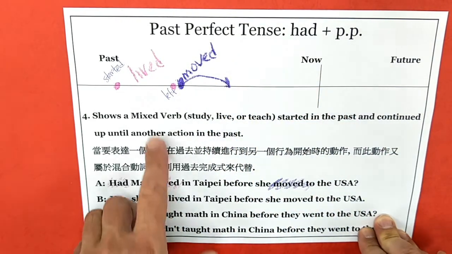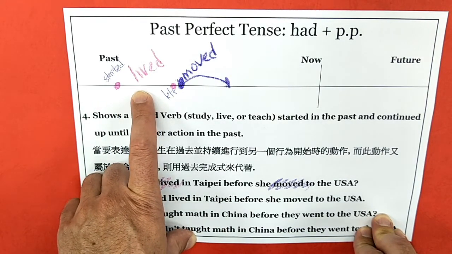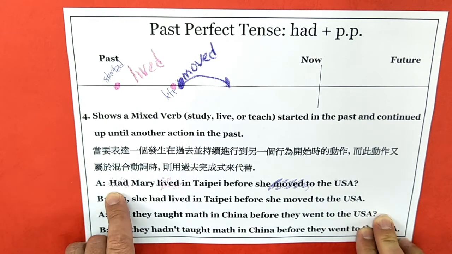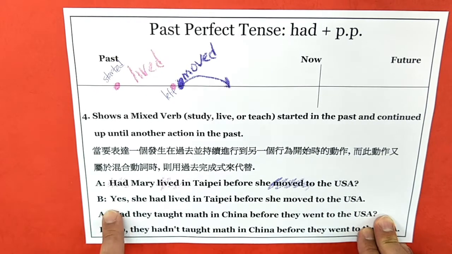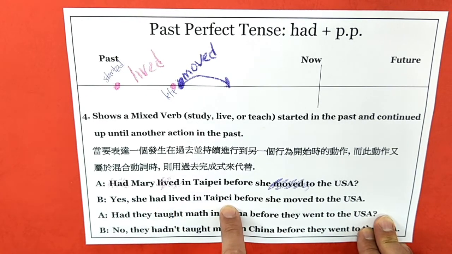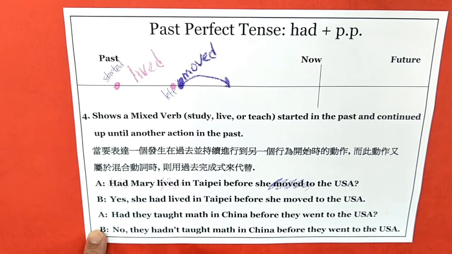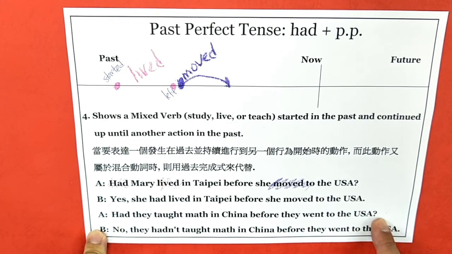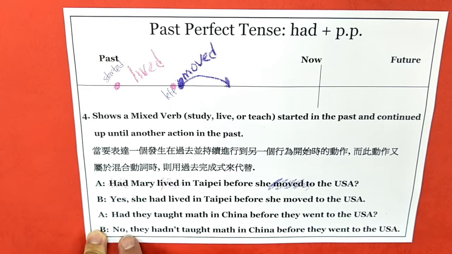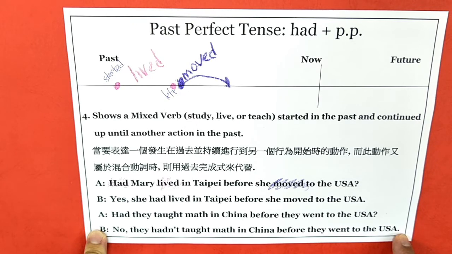Okay? So, live is a very special verb. It's a mixed verb. Okay? So again, had Mary lived in Taipei before she moved to the USA? Yes, she had lived in Taipei before she moved to the USA. Let's look at a negative sentence. Had they taught math in China before they went to the USA? No, they hadn't taught math in China before they went to the USA.